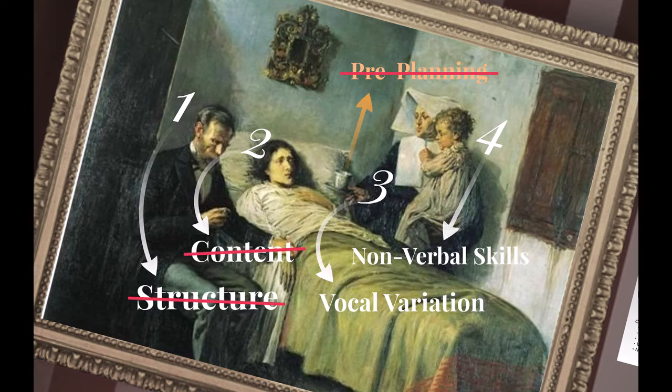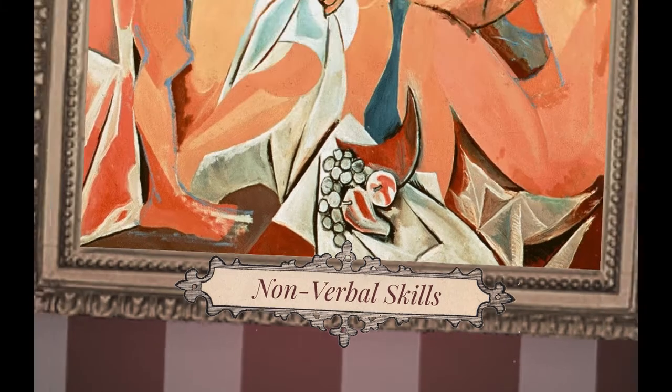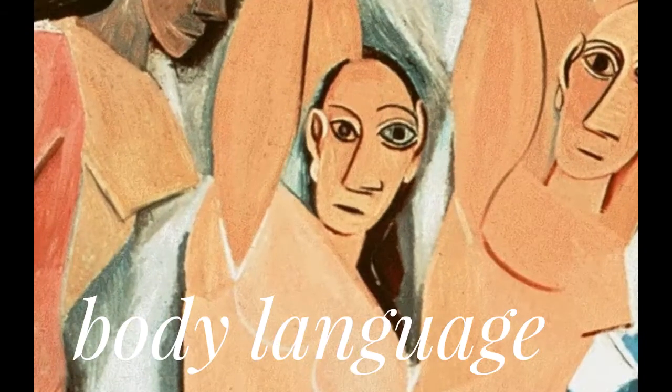Last time we talked about vocal variation, and in this final video we're going to talk about nonverbal skills. Nonverbal skills are all of the things you do in your presentation that are beyond the words you're saying. First, let's look at body language. Body language either connects you with your audience or it builds a wall between you and your listeners.